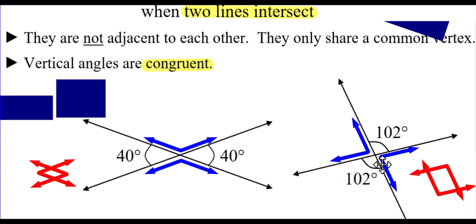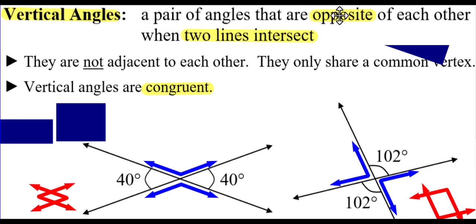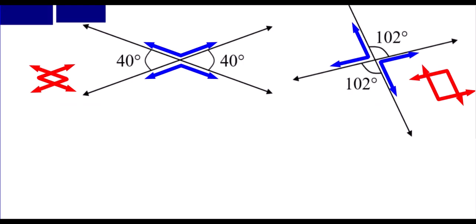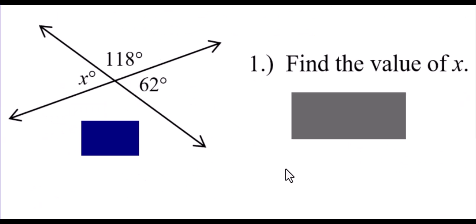It just means angles that are opposite of each other formed by two lines that happen to intersect. Now, taking a look at a sample problem that you might see on a quiz. Here we have a drawing, and we have two different angles measured, and we have the one here called x. Problem number 1, find the value of x.